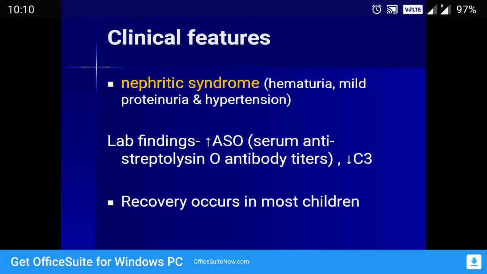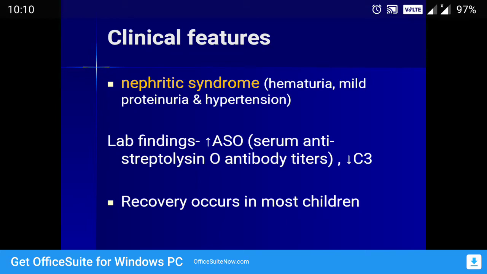So, clinical features of glomerulonephritis. As I told you, there are many types of glomerulonephritis. These glomerulonephritis will have two types of clinical presentation. Either it will be nephritic syndrome or nephrotic syndrome. So see here, what is nephritic syndrome? Nephritic syndrome means the patient will present with hematuria, mild proteinuria and hypertension.